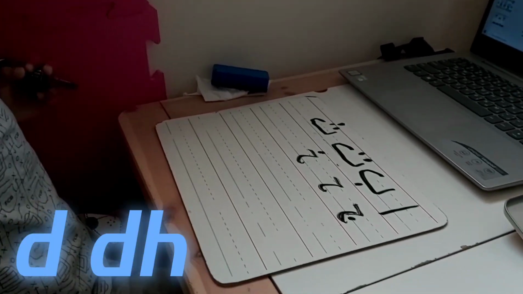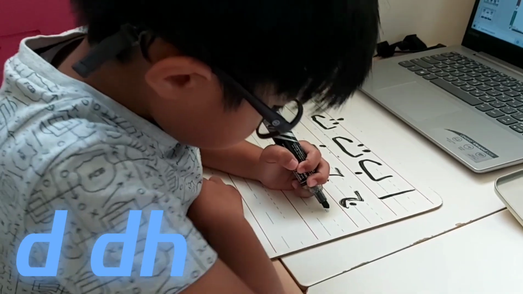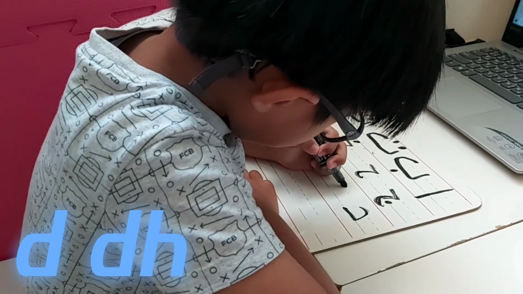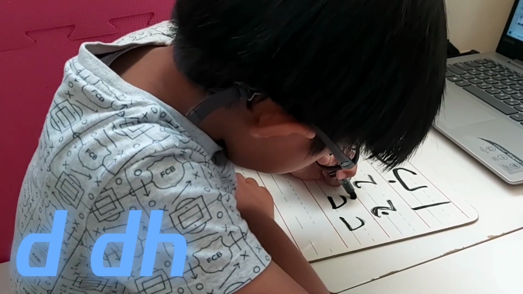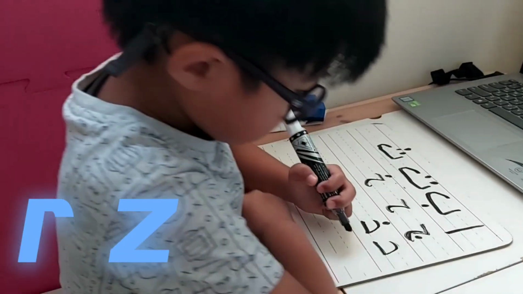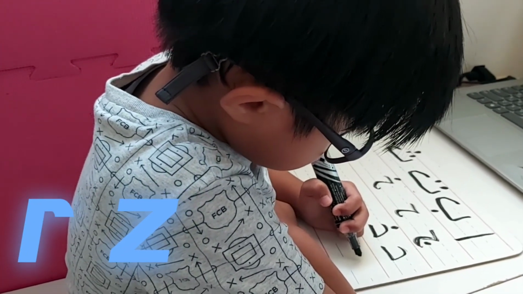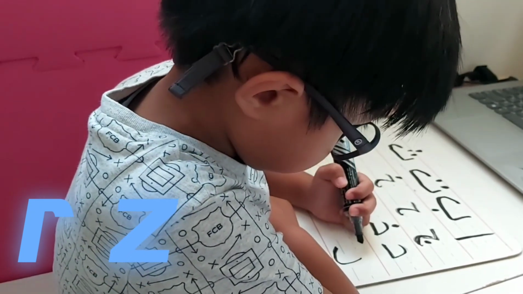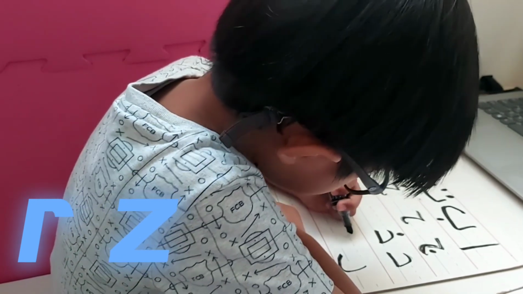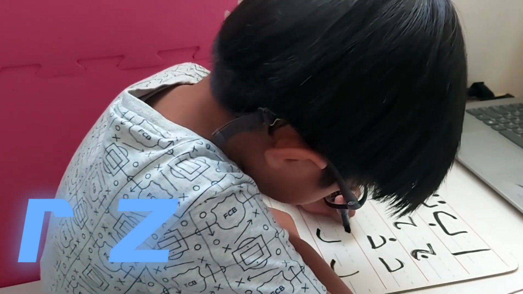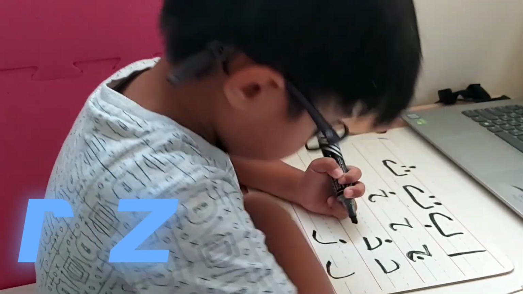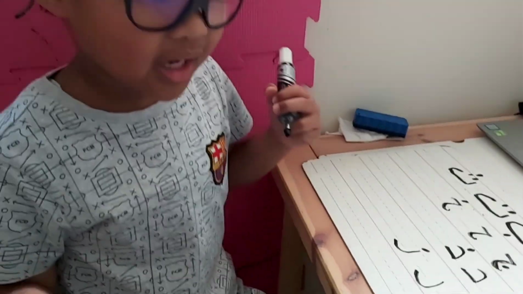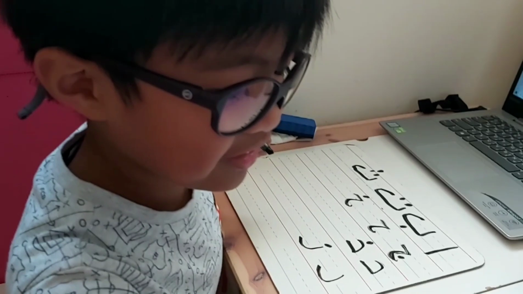Wow, very good. And how about the letters da? Da. Yeah. And the other dha. Okay. Wow, very good. How about the letters ra, za? Ra, and za. Is this right? Yeah, it's right. Can you see? Very good.